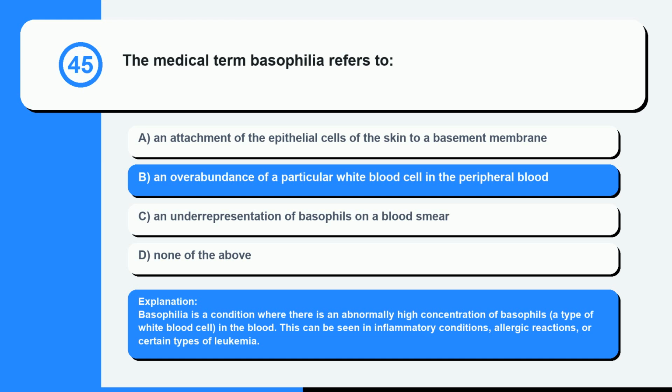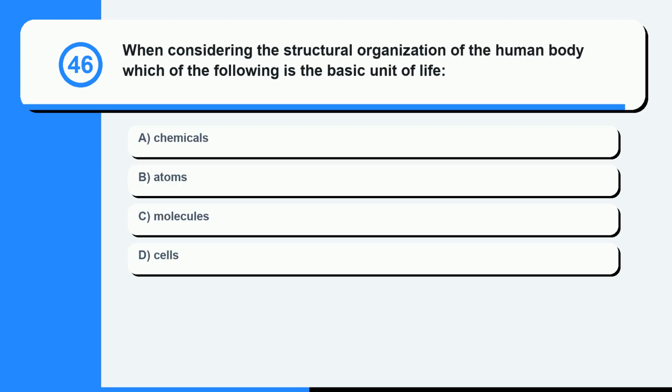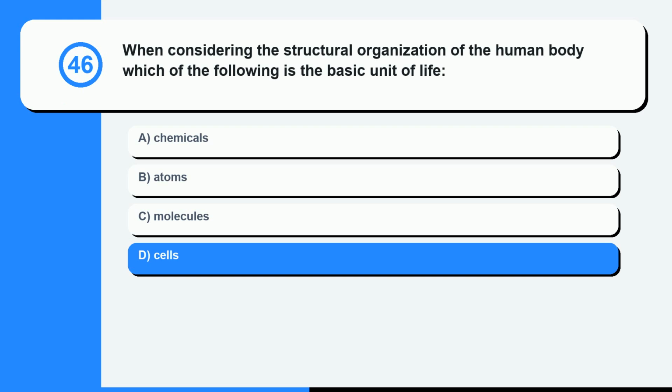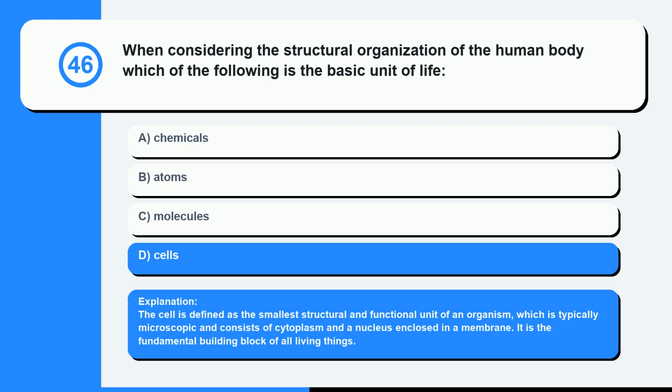Question 44. The term afferent nerve means A. Carrying an impulse to the brain. B. Carrying an impulse away from the brain. C. Carrying impulses to the motor neurons of the appendicular muscles. Or D. None of the above. The correct answer is A. Carrying an impulse to the brain. Afferent nerves, sensory nerves, carry impulses from sensory receptors in the body toward the central nervous system, the brain and spinal cord. Conversely, efferent nerves carry motor impulses away from the brain to the muscles.